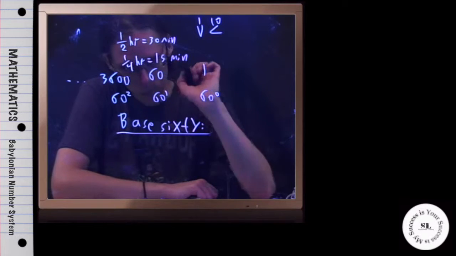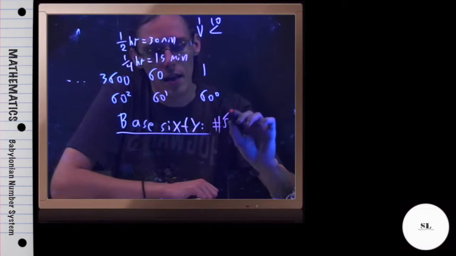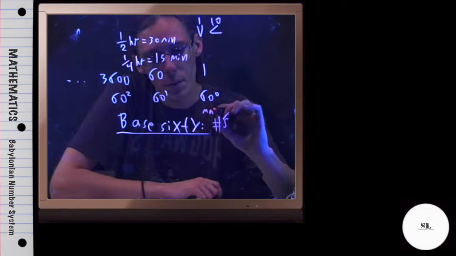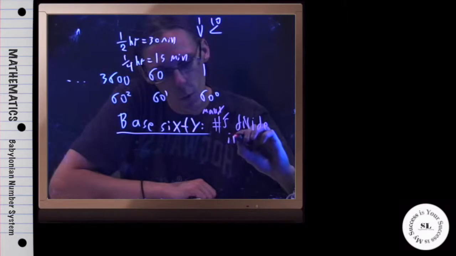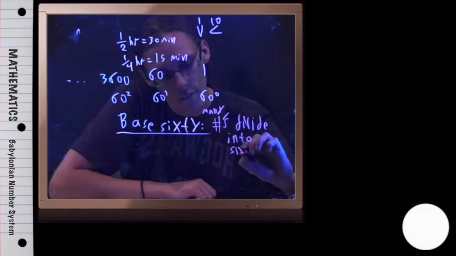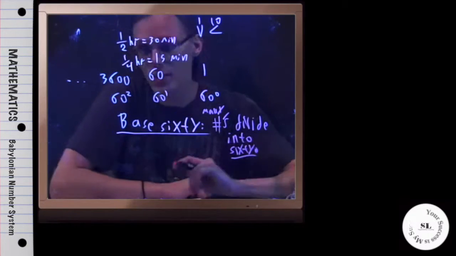So we hope, if they're being reasonable, that the reason they use this is because many numbers divide into 60. Now, there is another possibility.